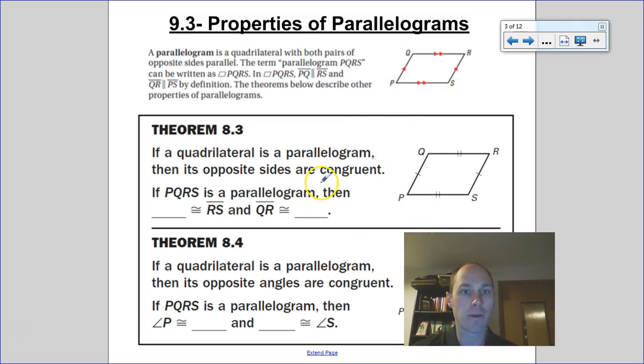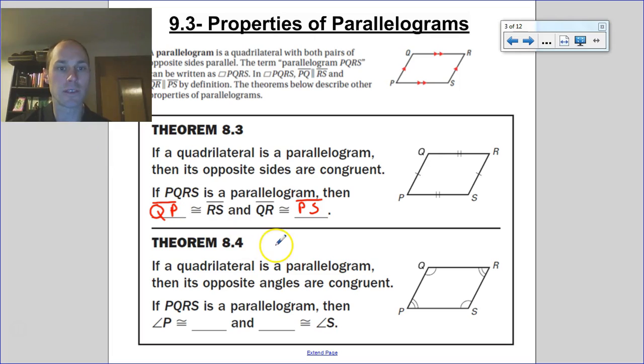So we can put that down here, that if a quadrilateral is a parallelogram, its opposite sides are congruent. So in parallelogram PQRS, QP will be congruent to RS, and QR will be congruent to PS. The other thing that we saw on GeoGebra is that the opposite angles are congruent. So angle P is congruent to angle R, and angle Q is congruent to angle S.